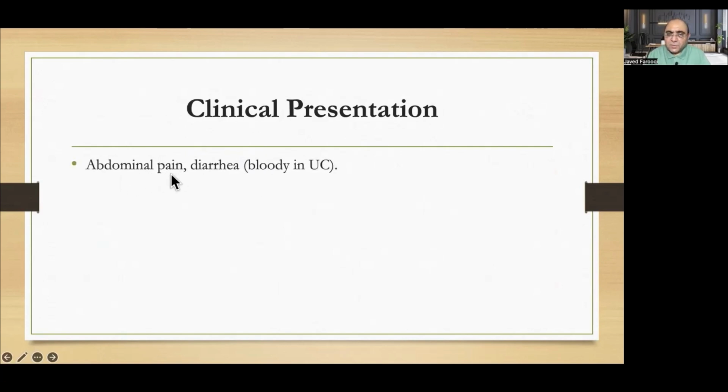The patient presents with abdominal pain and diarrhea, which is bloody in ulcerative colitis. The patient also has symptoms of weight loss, fatigue, and the most important point is extraintestinal manifestations. These are very common, and remember, the extraintestinal manifestations may appear before the main inflammatory bowel disease, and they may happen when you have controlled the disease and it has gone into remission. Even then, the extraintestinal manifestations may appear.